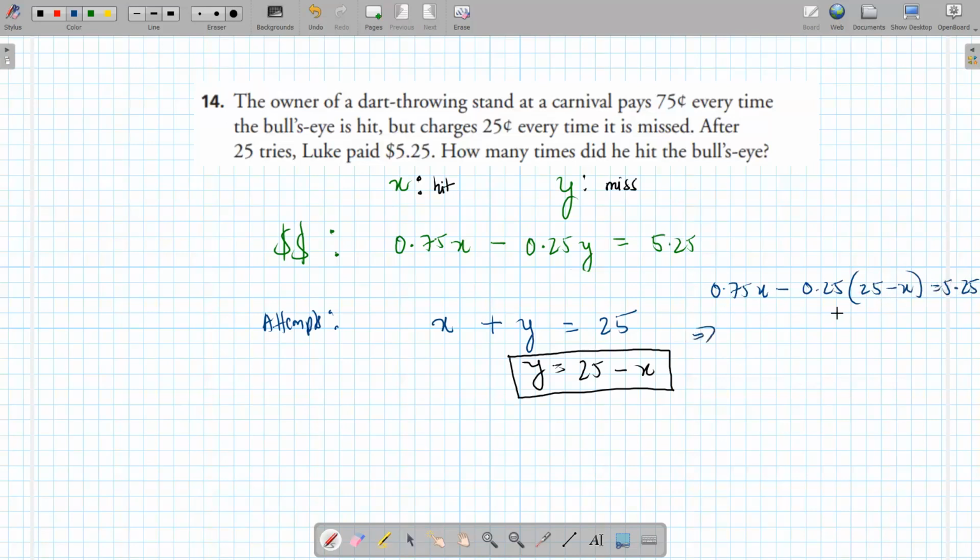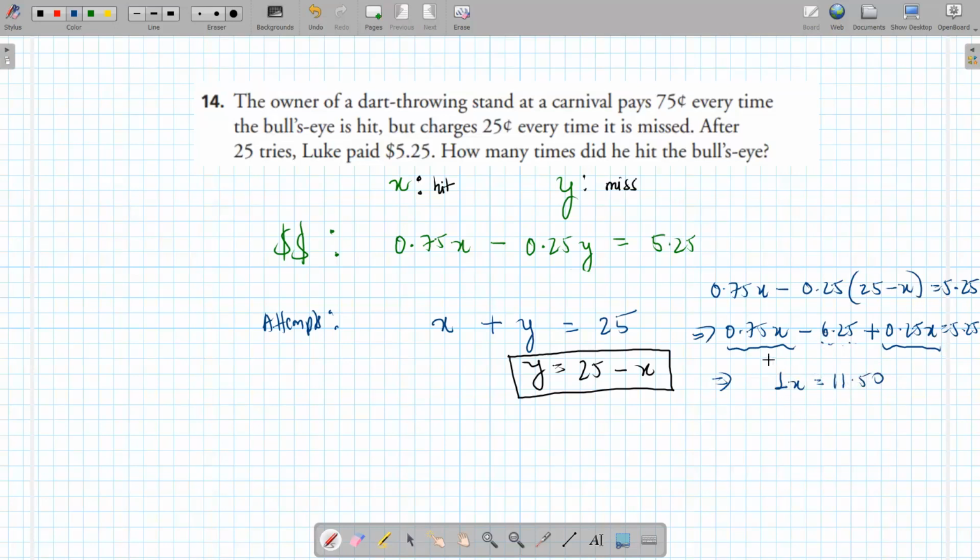To solve this linear equation, now it's pretty simple. You just open that bracket. Get this. What's 25 times 0.25? I think that's a quarter, 6.25. Okay, and then it's going to be plus 0.25x equals 5.25, like that. From here, it's easy. You have like terms here. 0.75 plus 0.25 is 1x. And then 5.25 plus this guy here will be 11.50, okay?